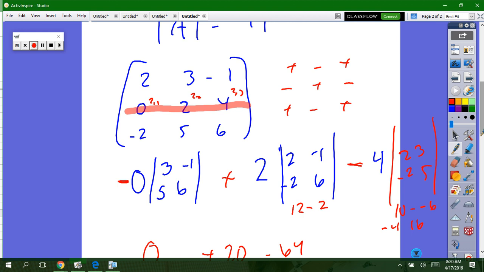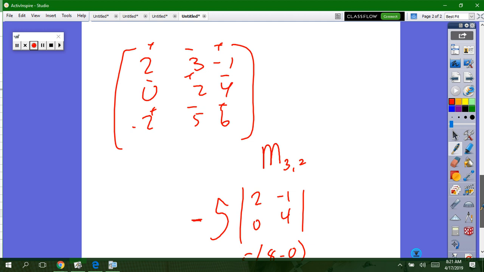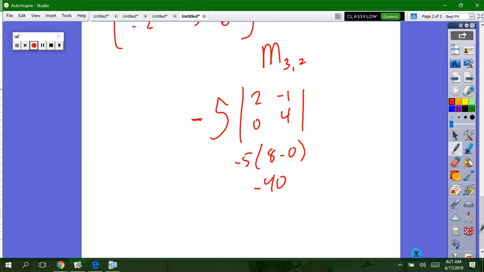Now they might ask you just to find the minor using what we just showed you. They might ask you that. But the real goal is to find the determinant of the matrix. Okay, folks?